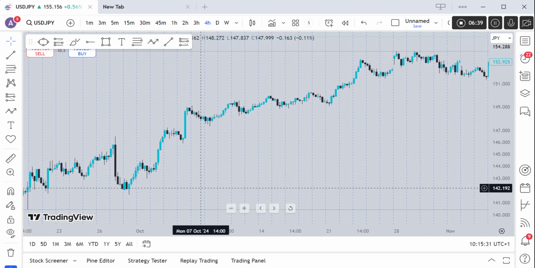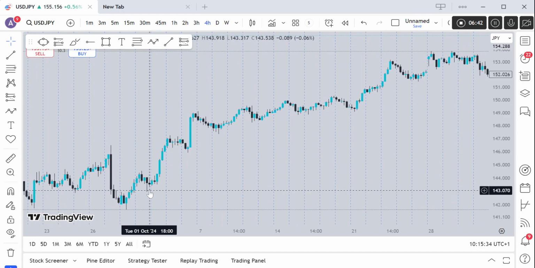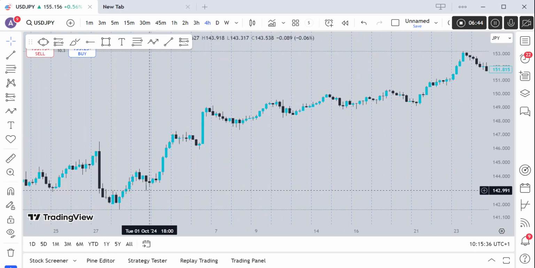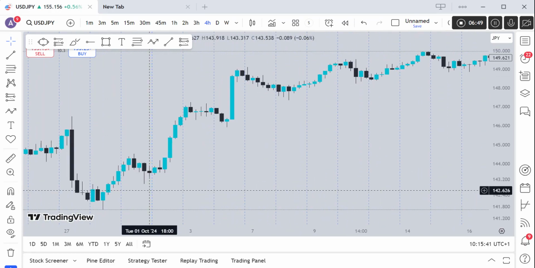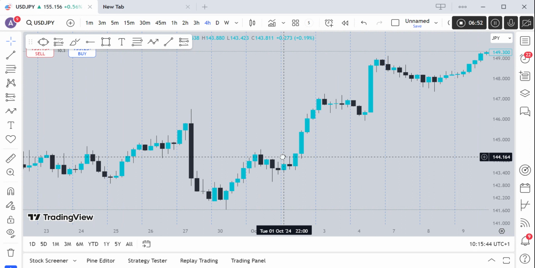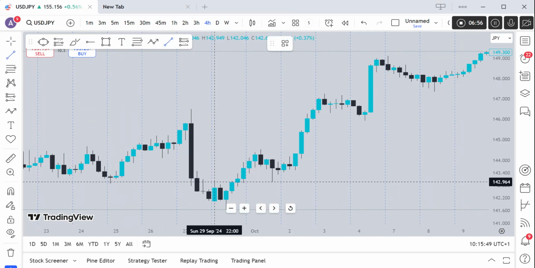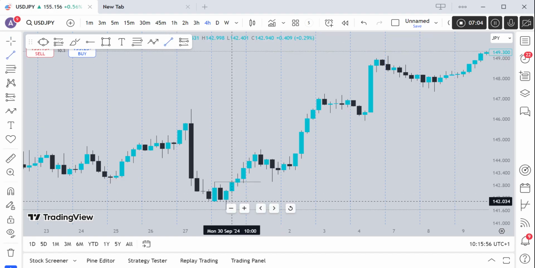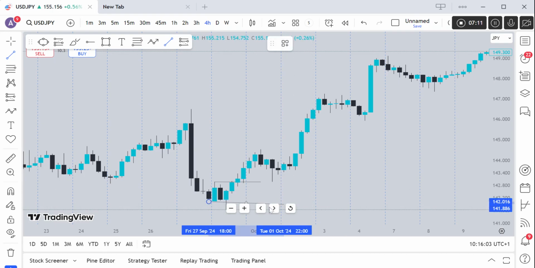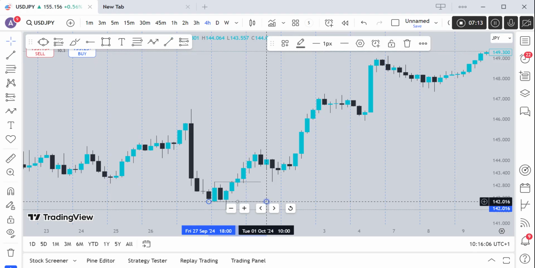Okay, look at this. You have seen one, and this one is just perfect. You can see here the market showed the range here, and the range here, and the range here also. And you can see the break.